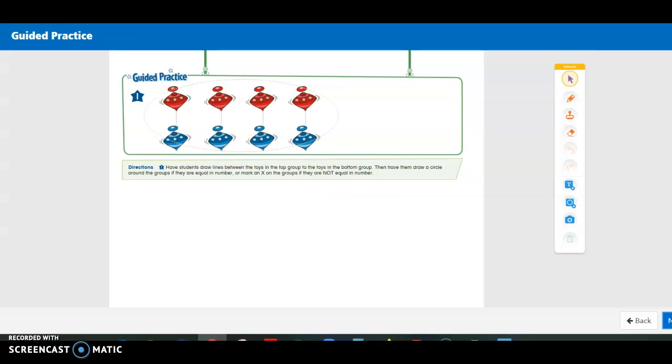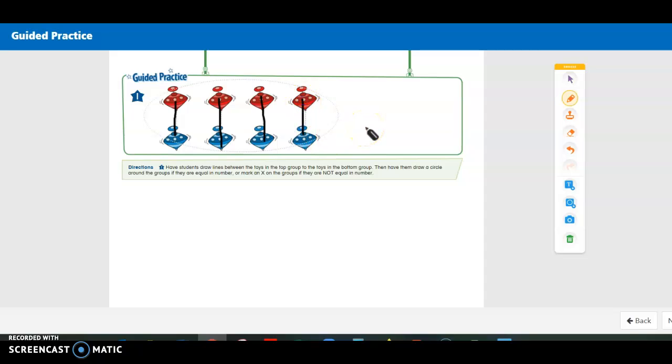Wonderful. Let's keep going. Now this is on your sheet also, boys and girls, on the bottom of number 62. Now we have some red tops and we have some blue tops. How do we know if they're equal amounts? Well, the first thing we need to do is match one red top to one blue top. So let's get our pencil out, and we're going to match one red to one blue, one red to one blue, one red to one blue, one red to one blue.